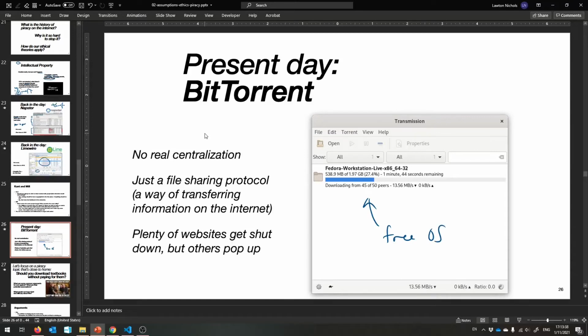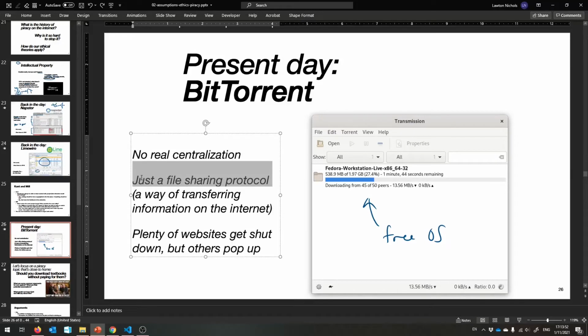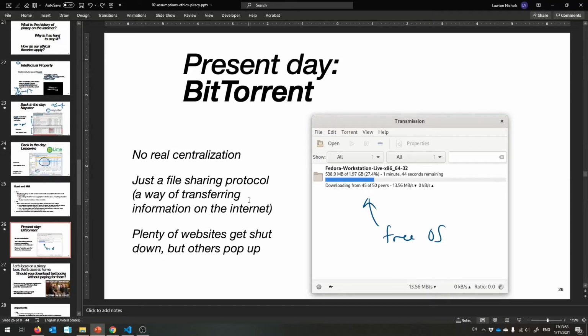And I guess the real difference is people are actually using BitTorrent for things other than stealing like this. This is actually a very useful thing. If you want to download a Linux image, it's a lot faster to use BitTorrent a lot of the time. So, yeah, it's just a file sharing protocol. It's a way of transferring information from one person to another and making a download fast.